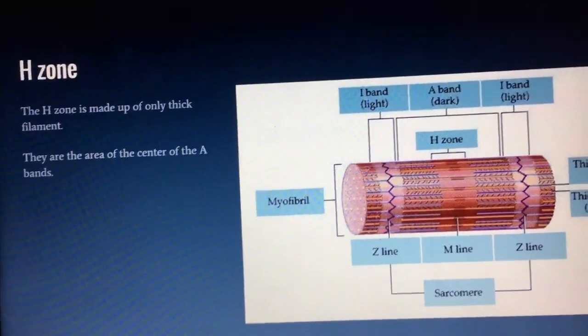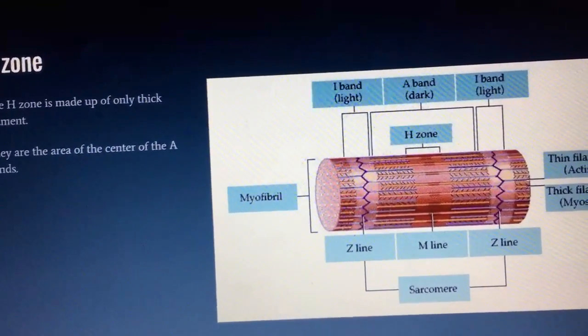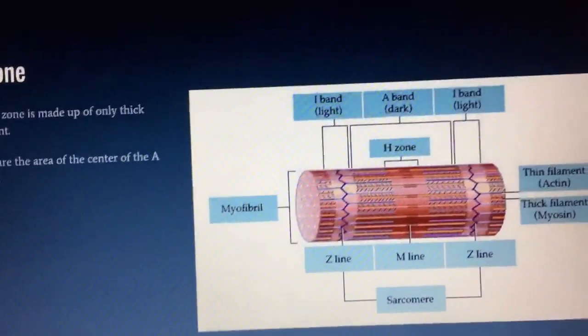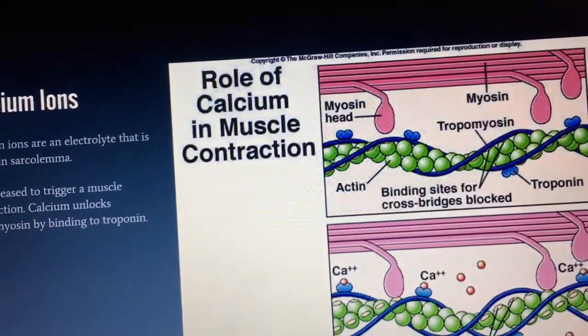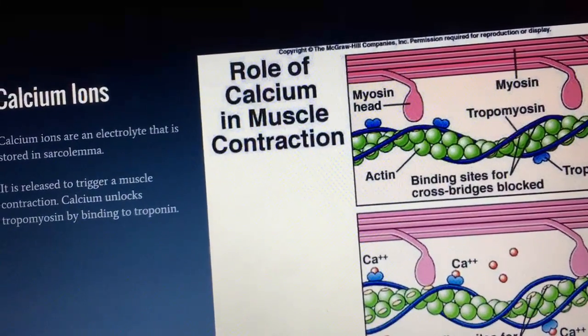H zone. The H zone is made up of only thick filament. It is the area at the center of the A bands, and it's right there. Calcium ions. Calcium ions are an electrolyte that is stored in the sarcoplasmic reticulum. It is released to trigger muscle contraction.